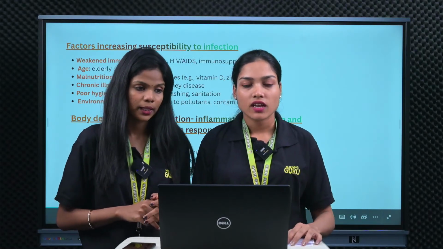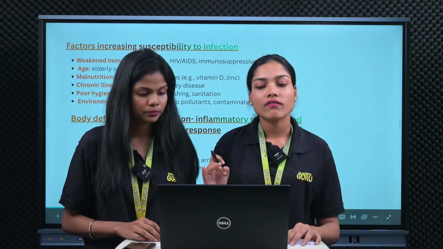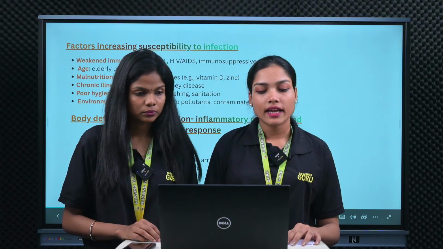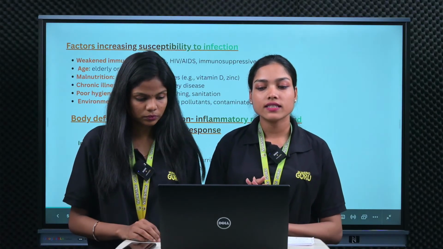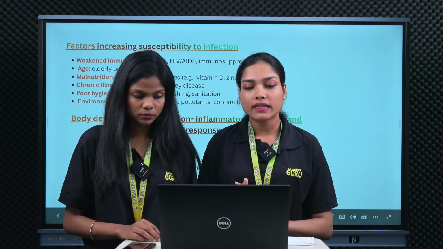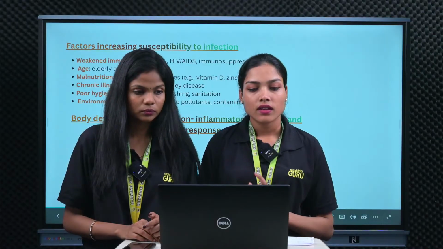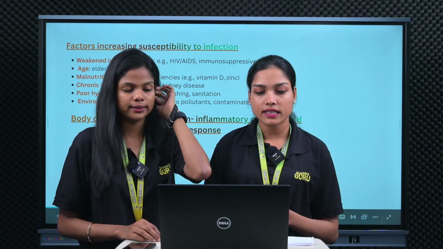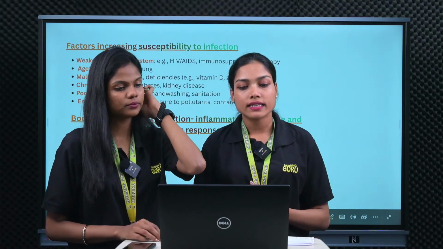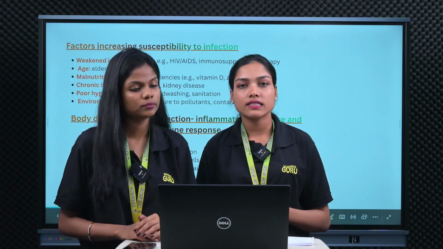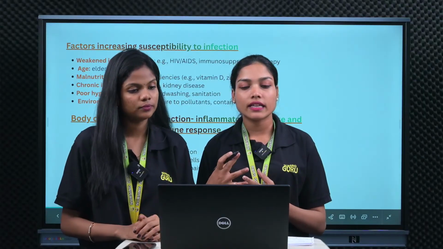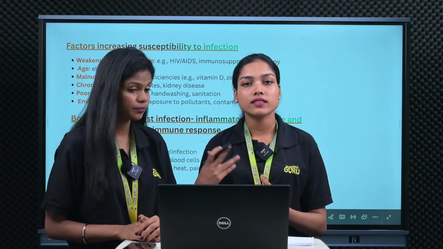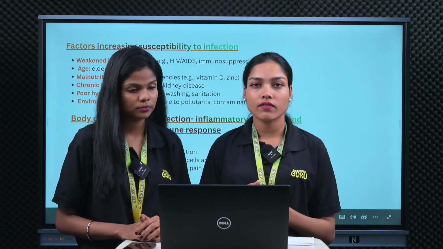Then age. Age includes elderly or very young people. Then malnutrition. That includes poor diet and deficiencies, for example vitamin D or zinc. Then chronic illness, for example diabetes, kidney disease. Then poor hygiene, inadequate hand washing, sanitation. If we are doing inadequate hand washing or sanitation, it will increase the susceptibility to infection.